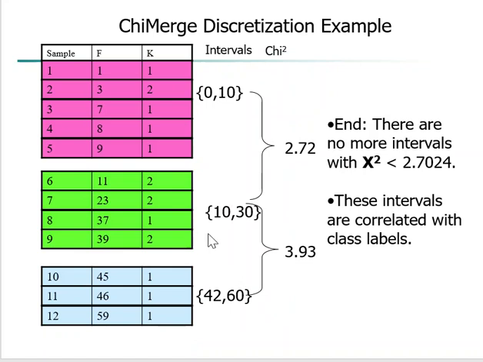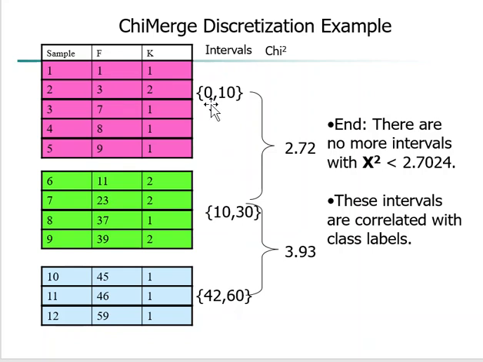And this time, when we do the test between these intervals and the class distribution, we found chi-square values which are greater than 2.70. So both of those values are greater. So we believe now that those intervals correlate with our class labels. And then this is going to be the interval that we decided. We're going to discretize this series of numbers into 3 intervals, or 3 bins.